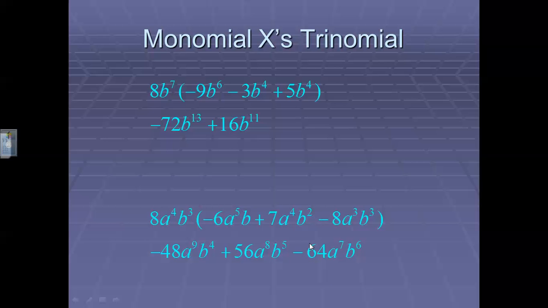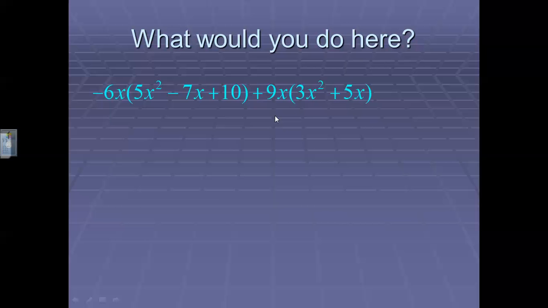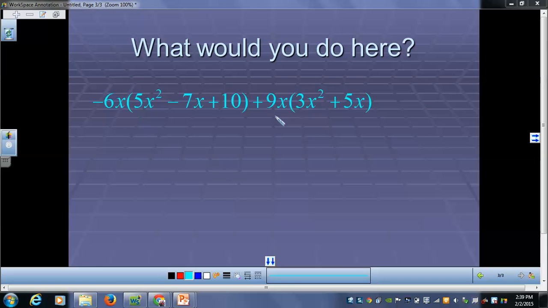Okay, so now let's look at something like this. So what would we do here? Once again, we're going to distribute where we have our parentheses. And then what's going to happen is that after I do all my distribution, I can then combine like terms. So I'm going to go through our first distribution here.